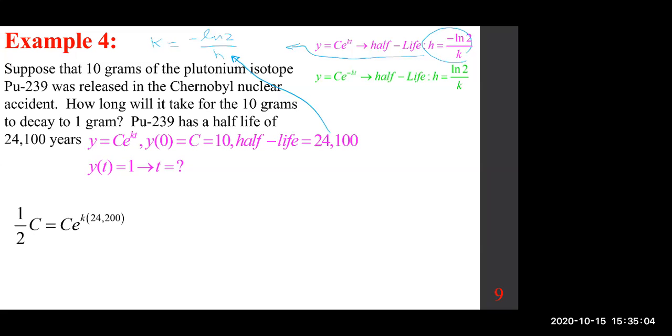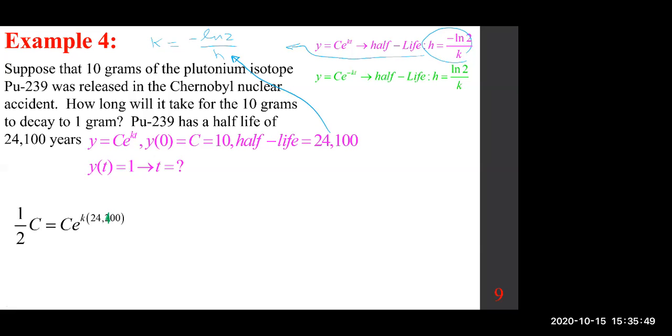So if we go through the process, half-life, half of c is c e to the power of k times t. We said t is 24,100. Class, this is 24,100. This is number one. 24,100. That's a typo. And by the way, I think the next line shows that. Okay, so 24,100. That's a typo. I want to make sure it's clear that this was a typo.